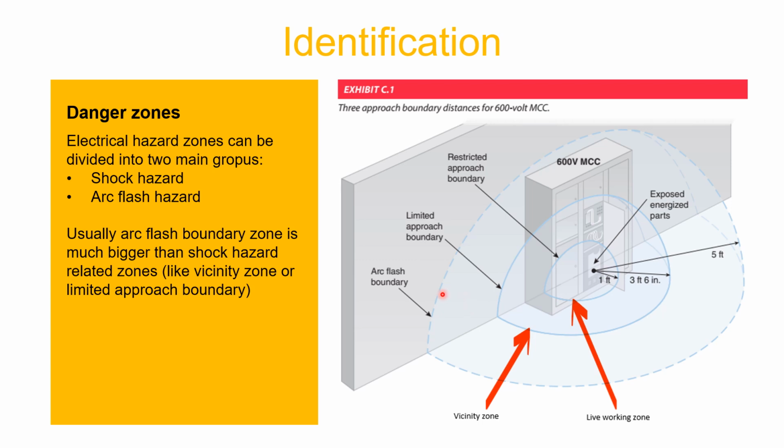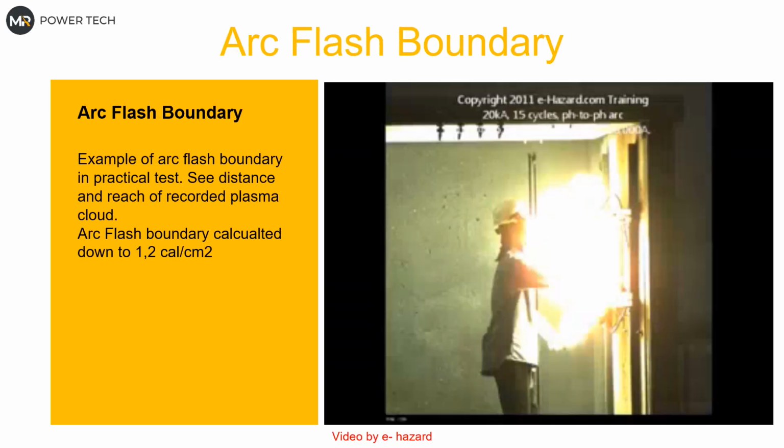Arc flash boundary depends on voltage level, but there are multiple factors. For the same panel, but with different factors, this boundary will be different, and it can be a few meters on low voltage level. So that's how it looks.